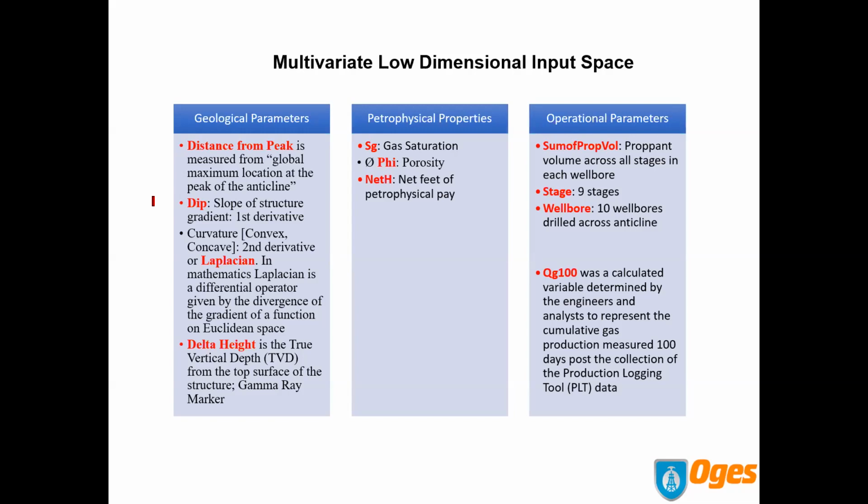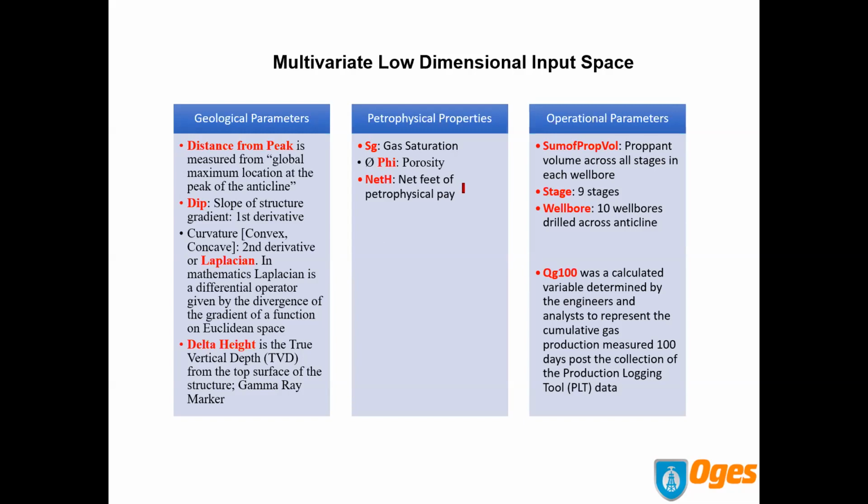So they had these geological parameters: distance from the peak and the peak of the anticlinal structure, the dip, so we have slope, then we get into curvature, so we get into Laplacian and some other mathematical relationships. So again, we're not throwing out mathematics or physics, and some of these are first principle relationships that we want to integrate and enrich the data set before we built the neural network.